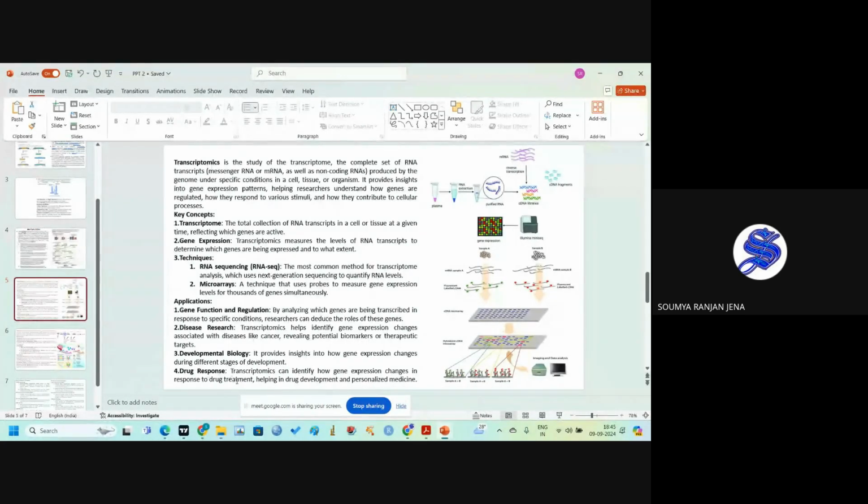Then drug response. In drug response, suppose drug X is used for the down regulation of particular genes which cause cancer. Then we'll analyze that particular gene's mRNA, and we'll know how the mRNA is upregulated or downregulated. And this study will give the patient's gene expression. And transcriptomics can identify how gene expression changes in response to drug treatment, helping in drug development in personalized medicine. And this will help for new drug development in personalized medicine.